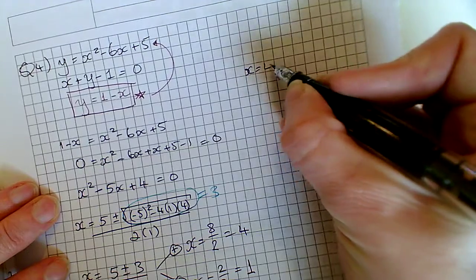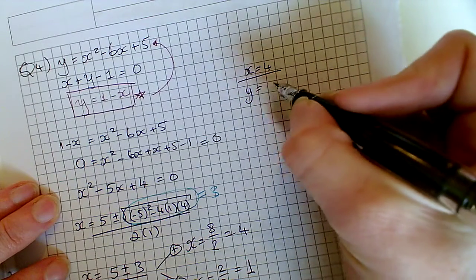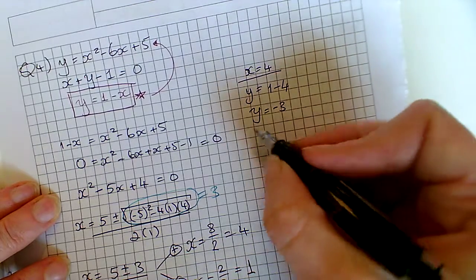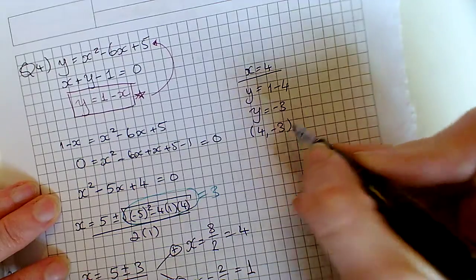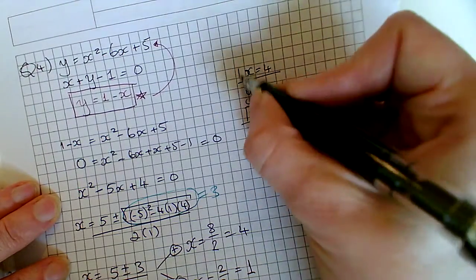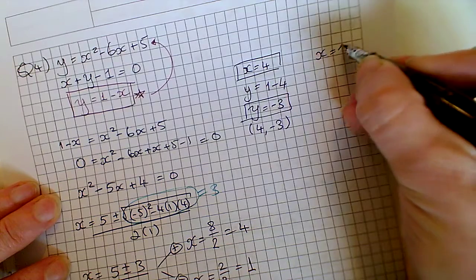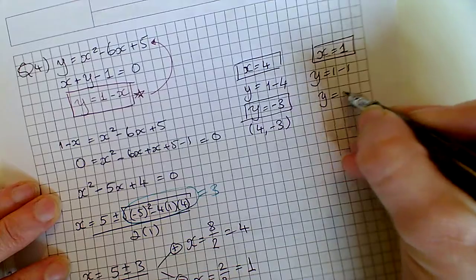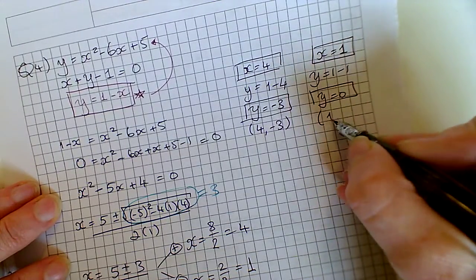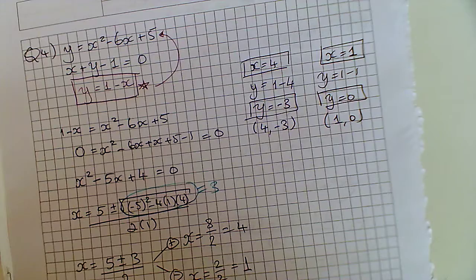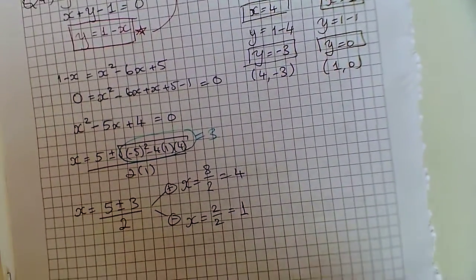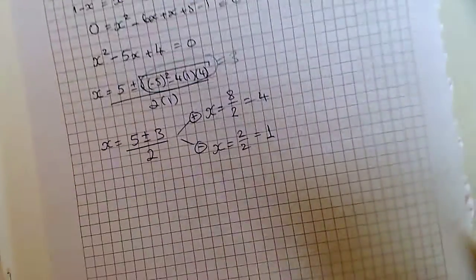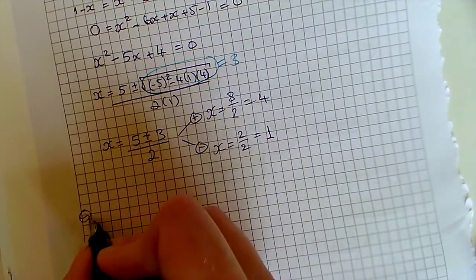So when x is 4, y is 1 minus 4. So y is minus 3, and I have the point 4, minus 3. You don't have to write it in point formation. And when x is 1, y is 1 minus 1, so y is 0. Unless you're asked for, you don't have to do that last step there. It's good to keep in mind that these simultaneous equations are giving us points of intersection, of course. Now, question 5 then, we'll move right on.